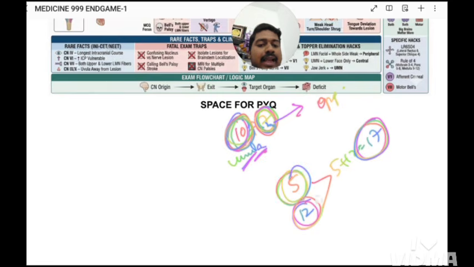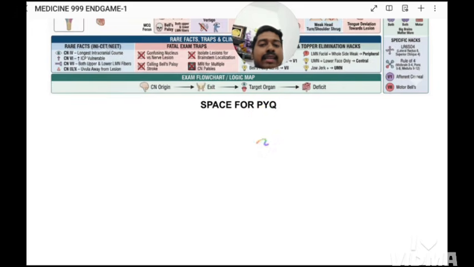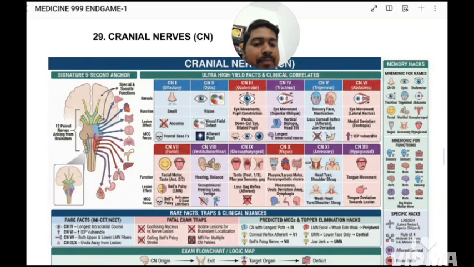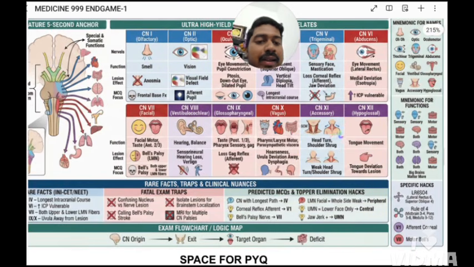Whereas in trigeminal nerve injury and hypoglossal nerve injury, in hypoglossal nerve injury, tongue deviation is towards the same side. Here also jaw deviation is towards the same side. So same side occurs in 5th and 12th. Opposite side deviation occurs in the 10th cranial nerve and 7th cranial nerve. This is the mnemonic.